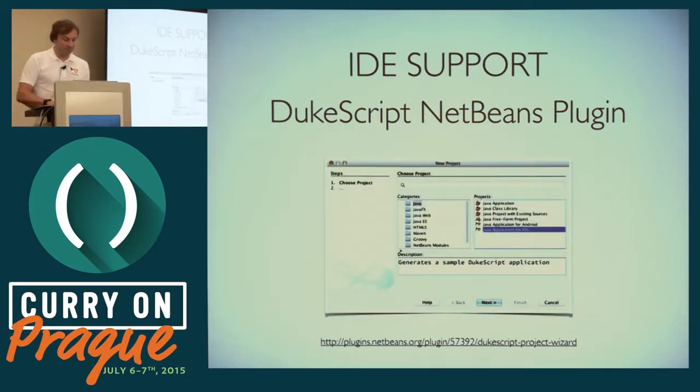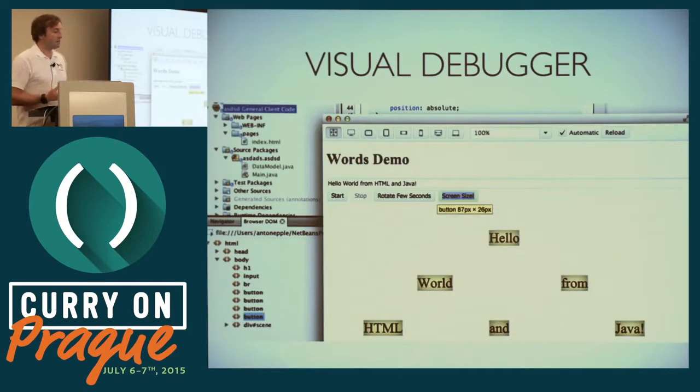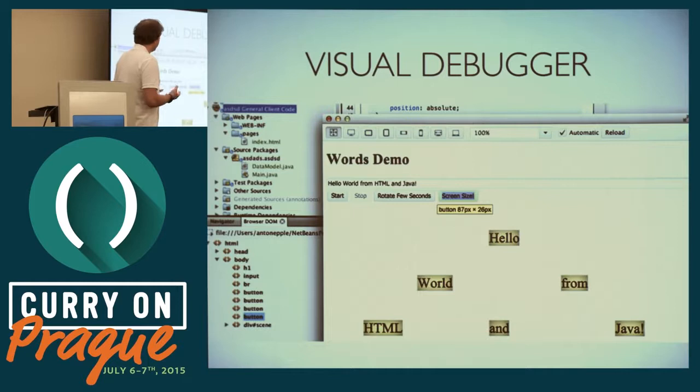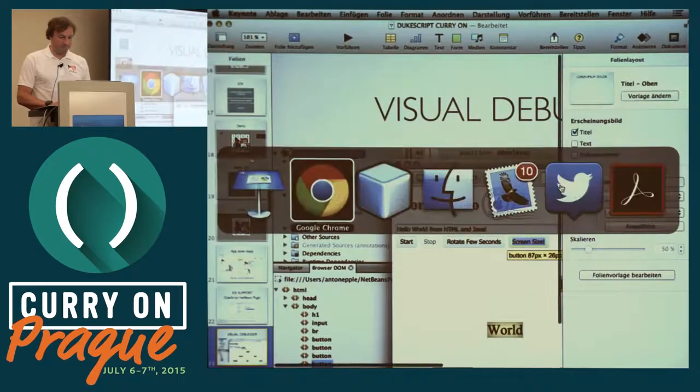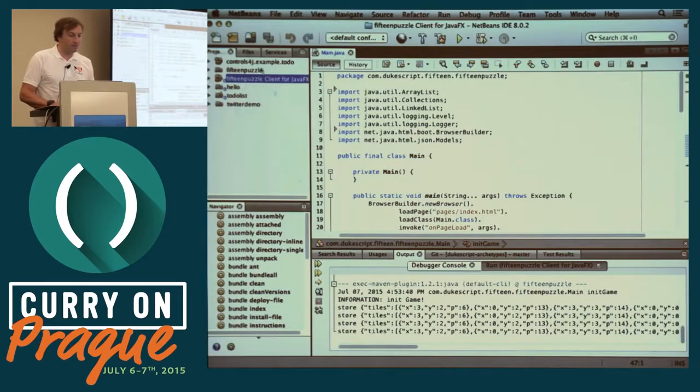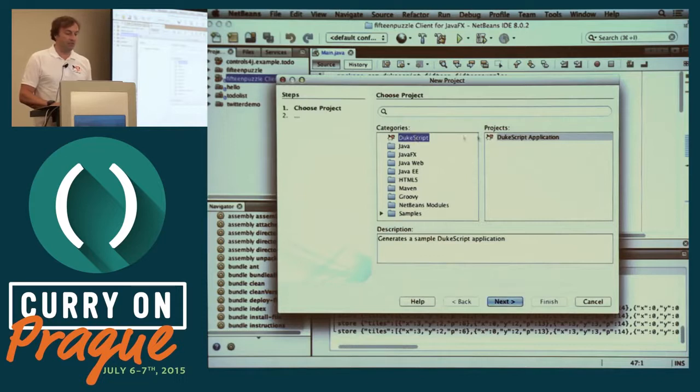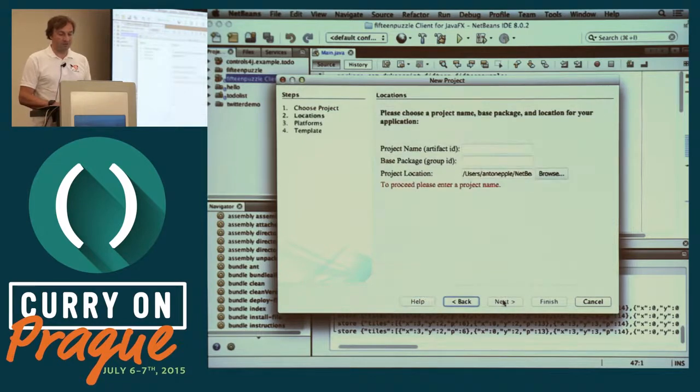So we have this plugin, and with this plugin we can create an application, compile it, run it, but we can also visually debug it, and I'll show you that. So I'll create a new application. There's a category DukeScript if you install the plugin. I'll give it just an artifact ID, and the base package.